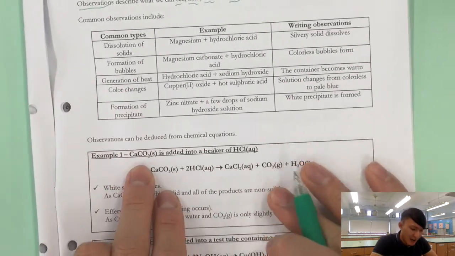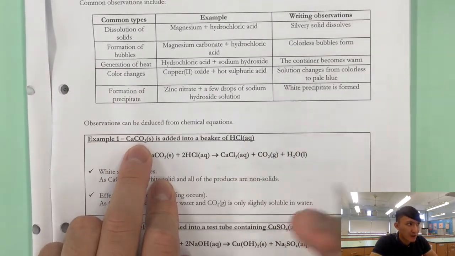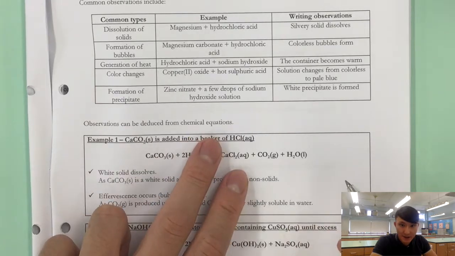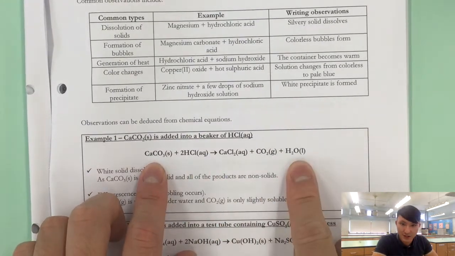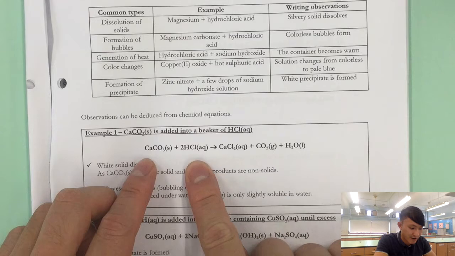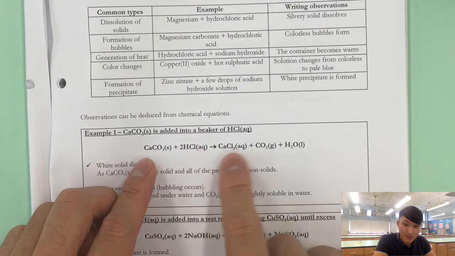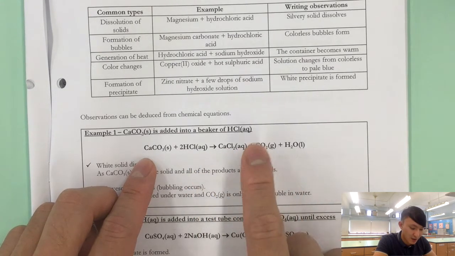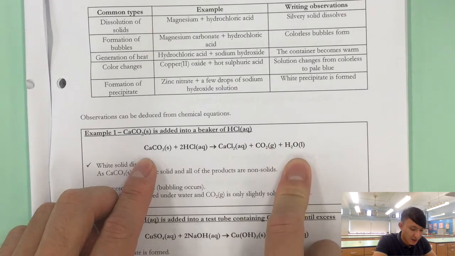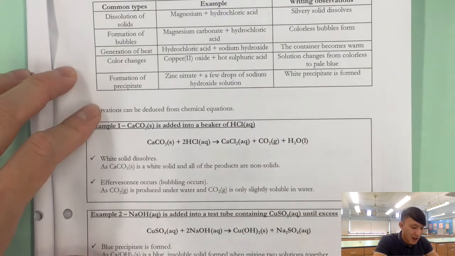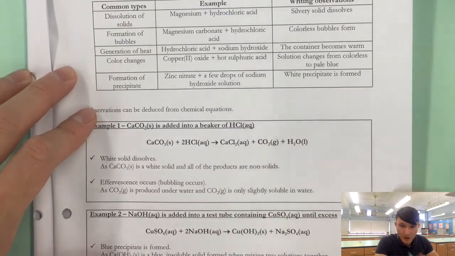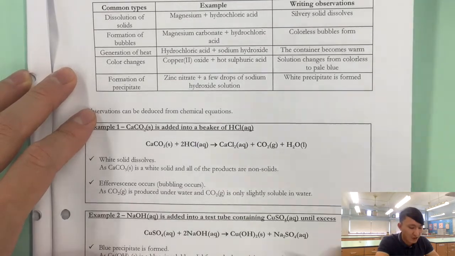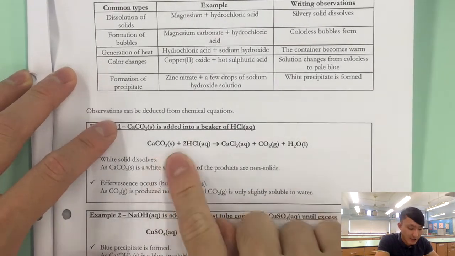Let's just say we have an example. Calcium carbonate added into hydrochloric acid. So this reaction we have learned in Form 3. Calcium carbonate reacts with HCl to form 3 products: a salt, carbon dioxide, and water. Now, how can we deduce observation? First of all, we look at the reactant. Now, you see the reactant side here.